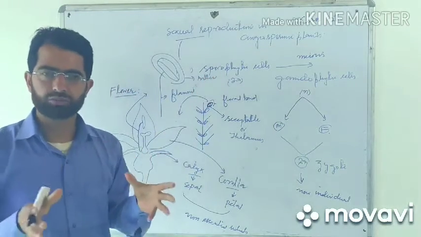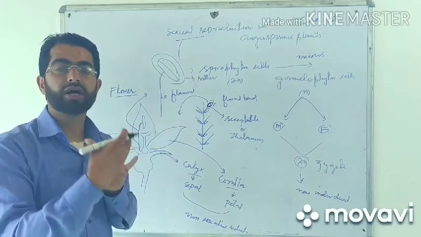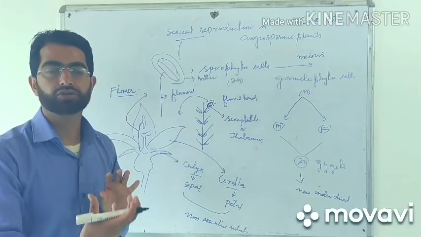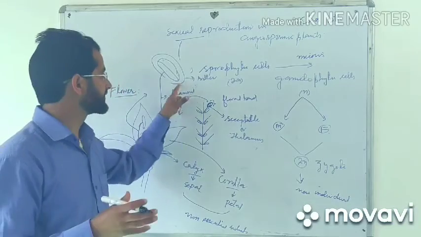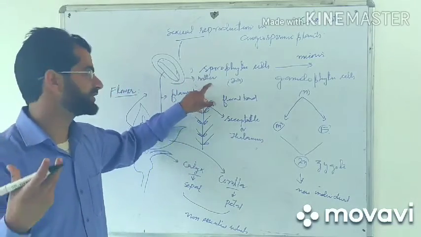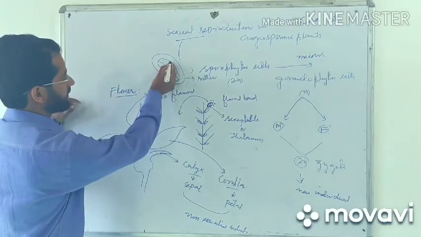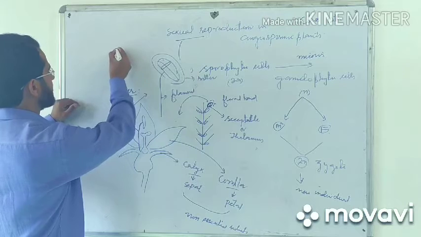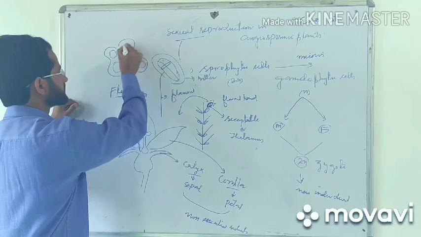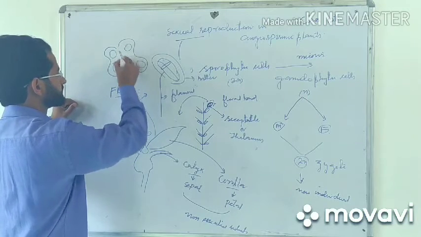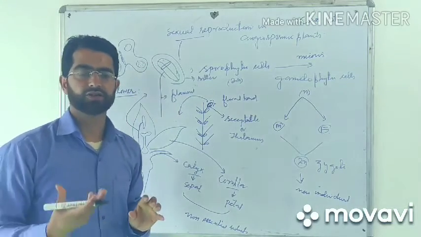It is usually bilobed, and within each lobe there are 2 sacs which are known as microsporangia. Right? That means in total 4 sacs are present within a single anther. That means it is tetrasporangiate. If we dissect this anther, we can find it like this. Within these sacs are pollen grains.